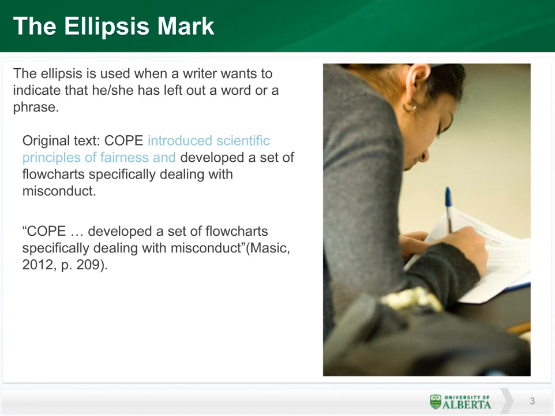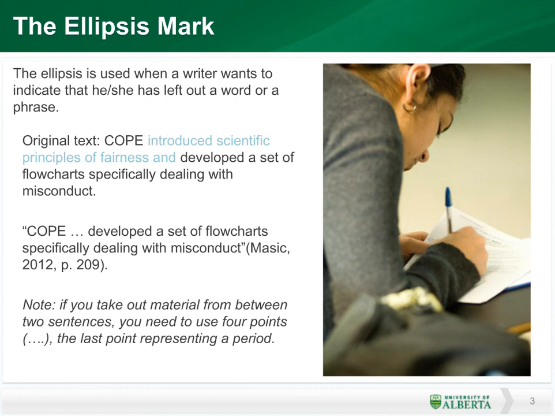It tells the reader that there are other words in the original quote, but the words aren't significant to the point that I'm trying to make. Remember, when you use an ellipsis mark, you mustn't change the ideas of the original text. You are just narrowing the focus of the quotation for your reader. Also, if you take out material from between two sentences, you need to use 4 points, like I've done here, the last point representing a period.